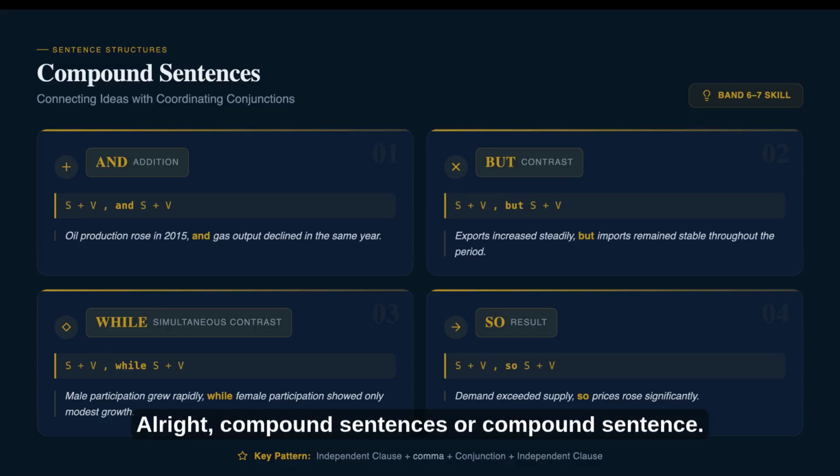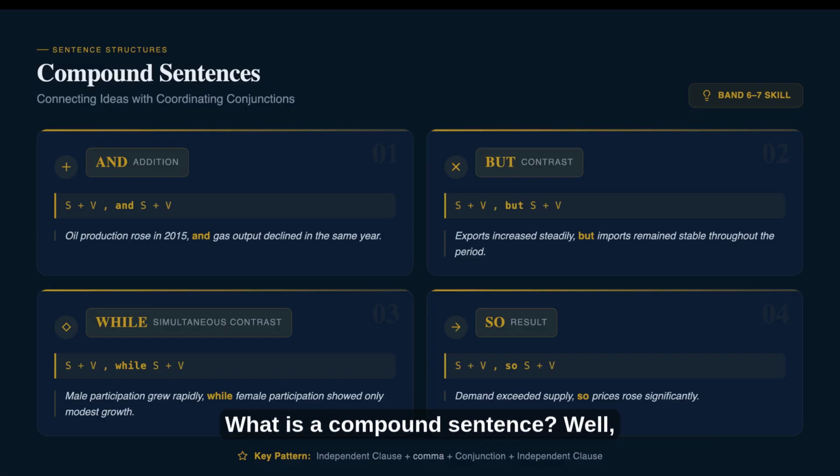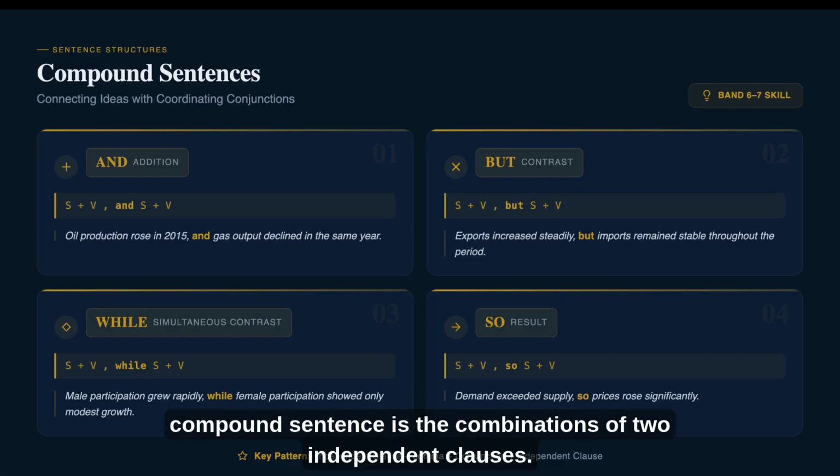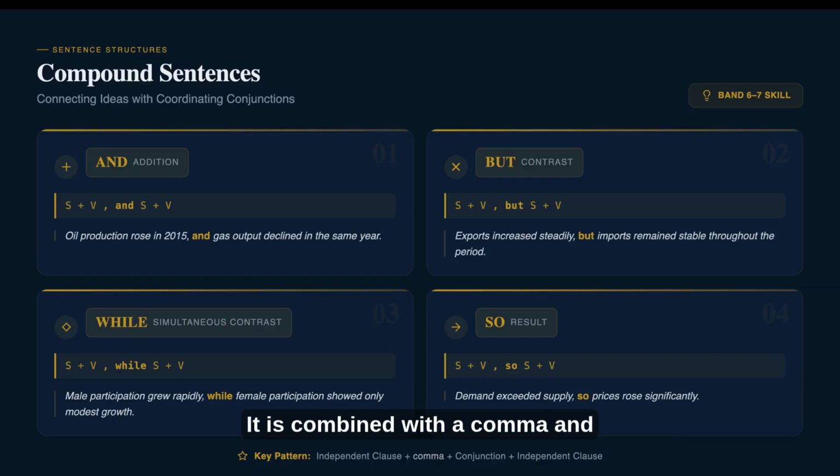Alright, compound sentences. What is a compound sentence? Well, a compound sentence is the combination of two independent clauses. It is combined with a comma and a coordinating conjunction of FANBOYS.